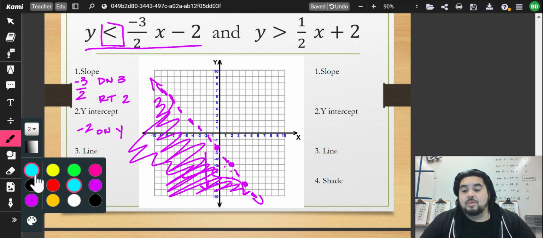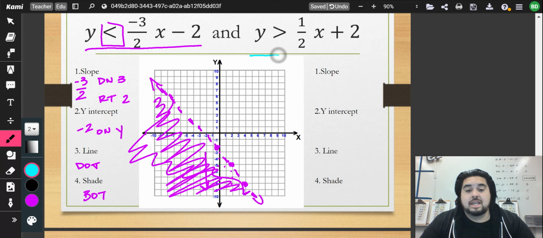Okay, and now we're going to do the second inequality in blue. So I go through the same exact steps. My slope is 1/2. So that means in terms of directions, I'm going up 1 unit and I'm going right 2 units. My y-intercept is +2 on the y-axis.